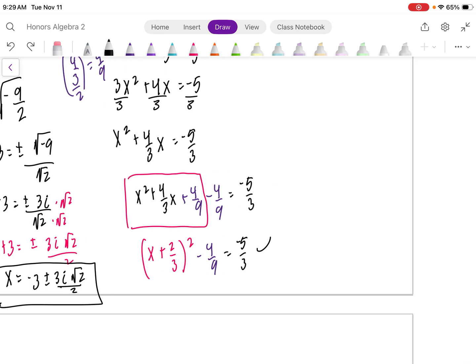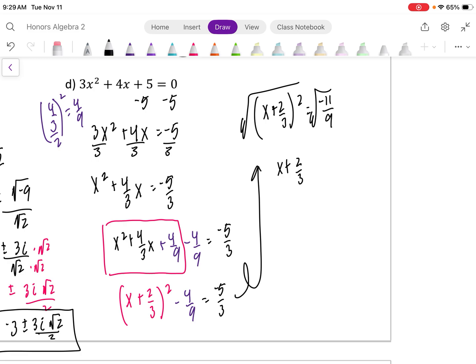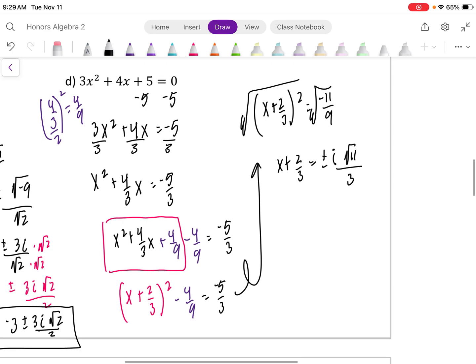Okay, let's solve this. So we're going to have x plus 2/3 squared equals, add that 4/9 over, negative 11 over 9. Square root both sides. So x plus 2/3 equals plus or minus i square root of 11 over 3, because the square root of 9 is 3. And then minus the 2/3 over, so we're going to have x equals negative 2/3 plus or minus i square root of 11 over 3. Boom.